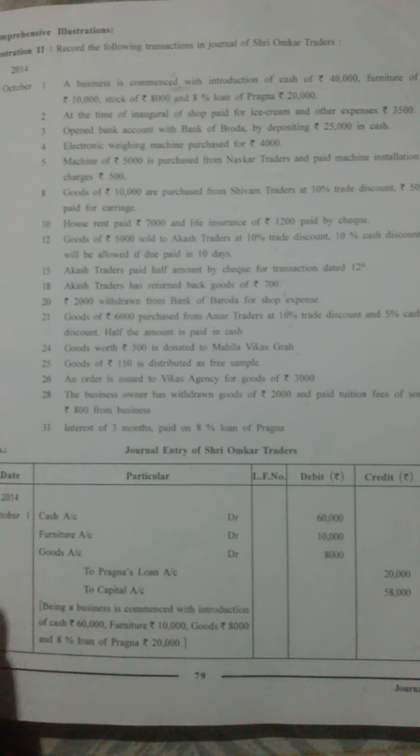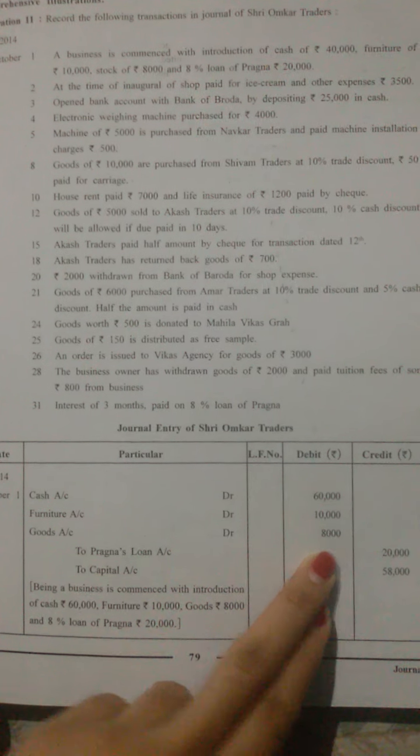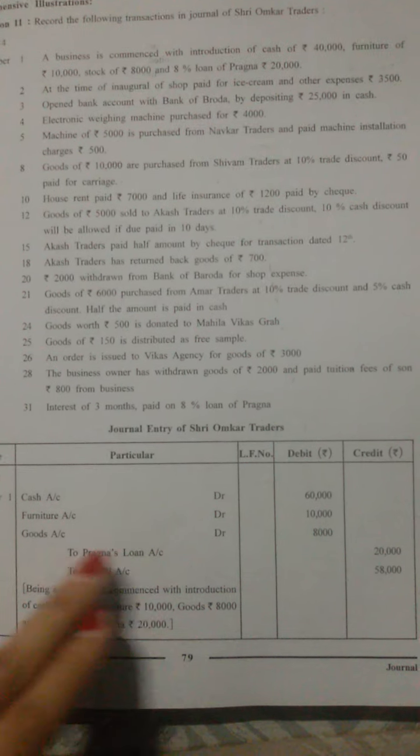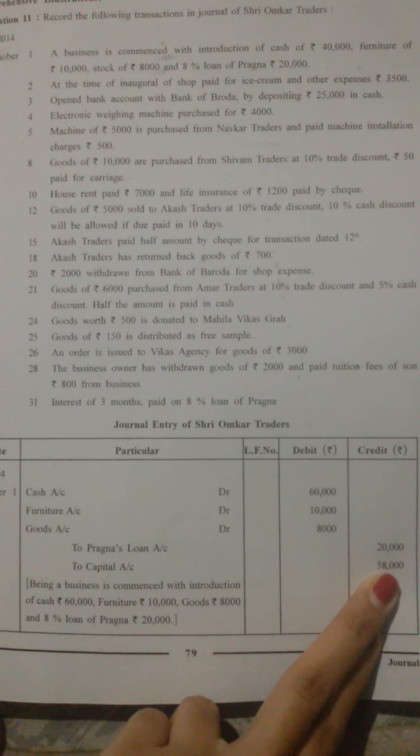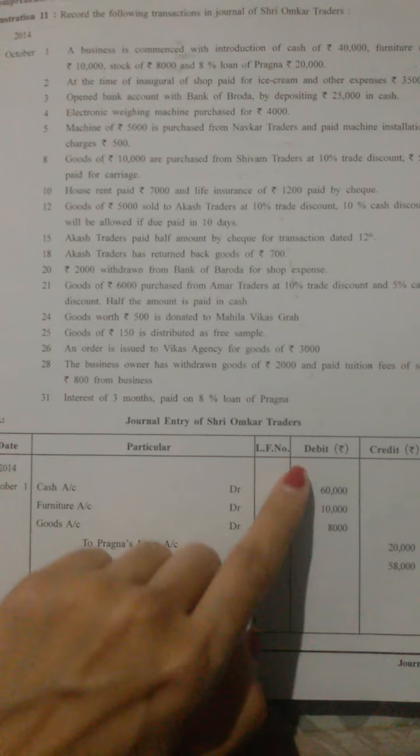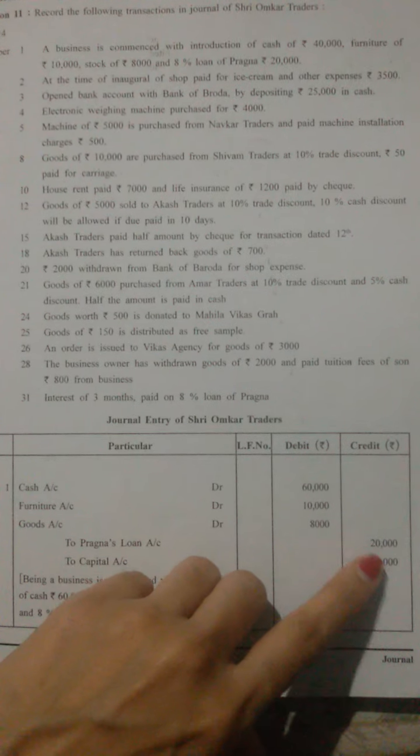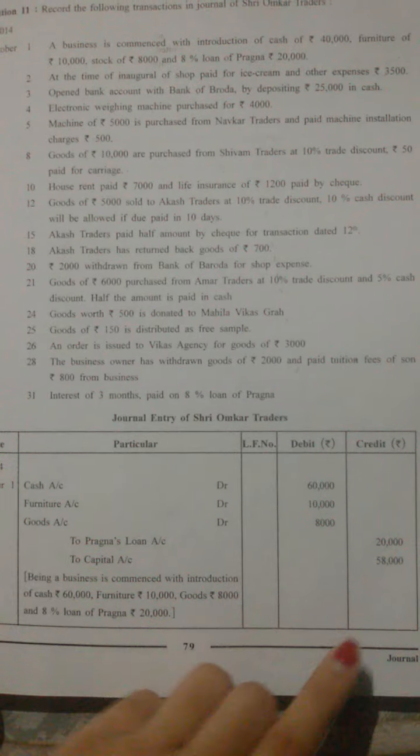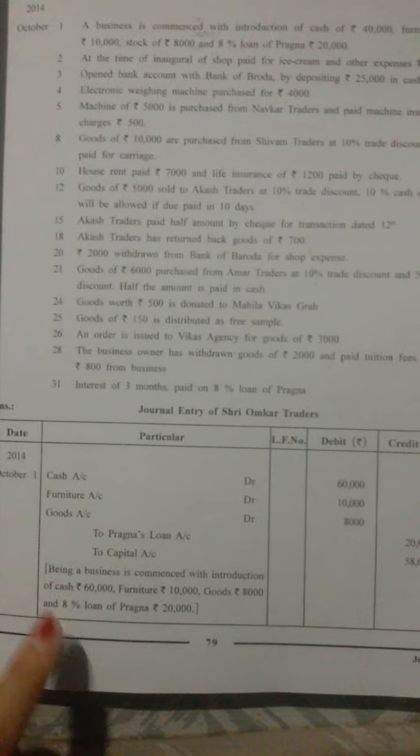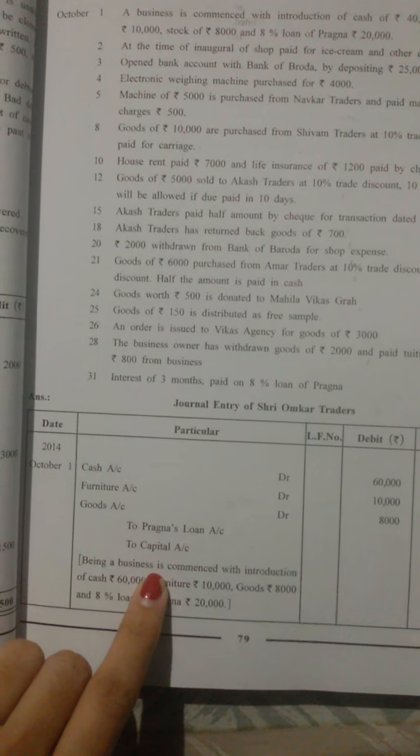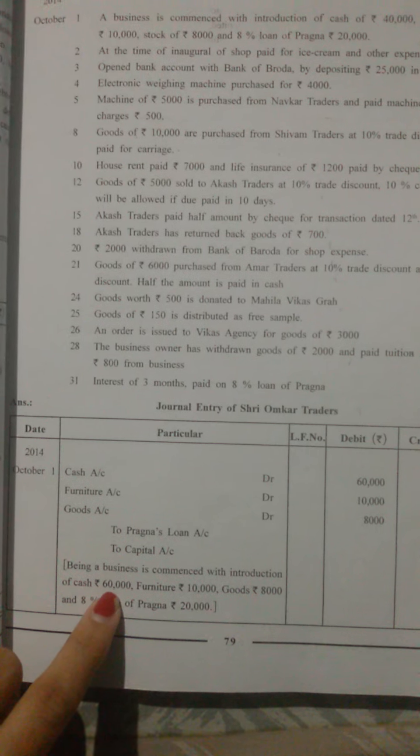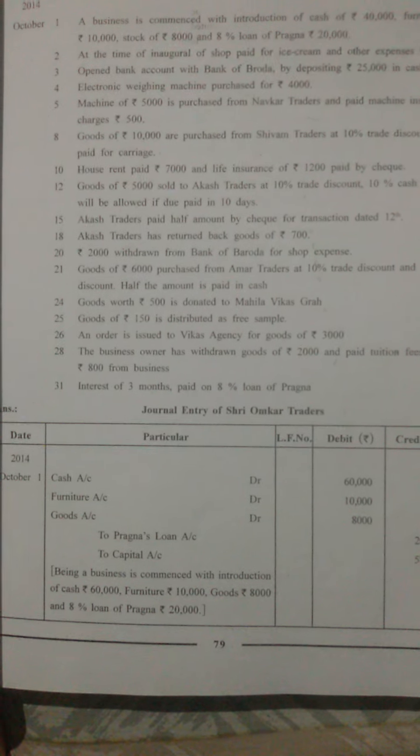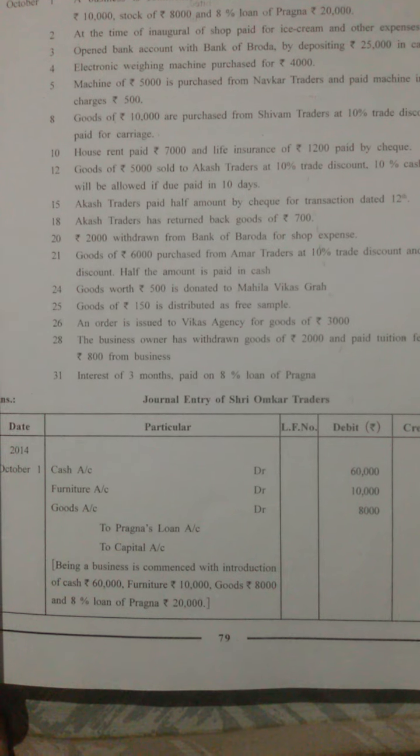Furniture of rupees 10,000 and stock of rupees 8,000. So Prangna's loan, you have to write here 20,000 and the capital would be 58,000. How can you find the capital? If you total these three amounts and subtract 20,000 from that, whatever you get would be the to capital account. And you have to write the narration. Being a business is commenced with introduction of cash of rupees 60,000, furniture of rupees 10,000, goods of rupees 8,000 and 8% loan of Prangna of rupees 20,000.